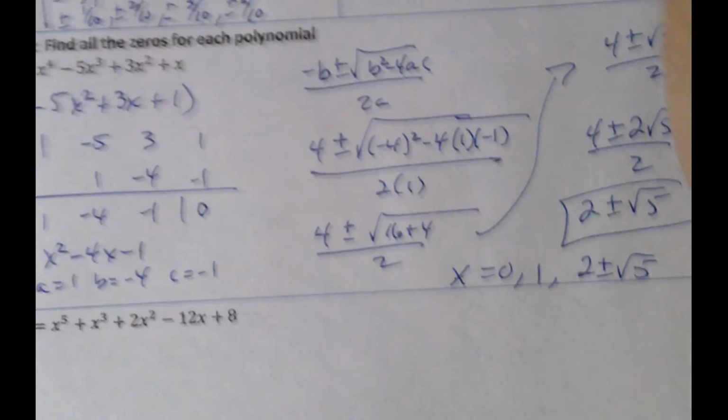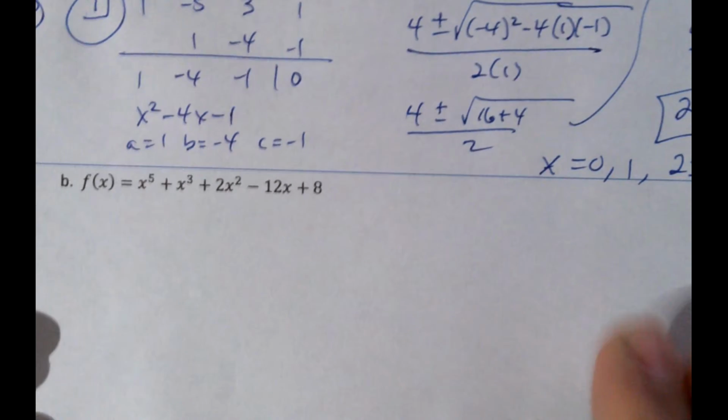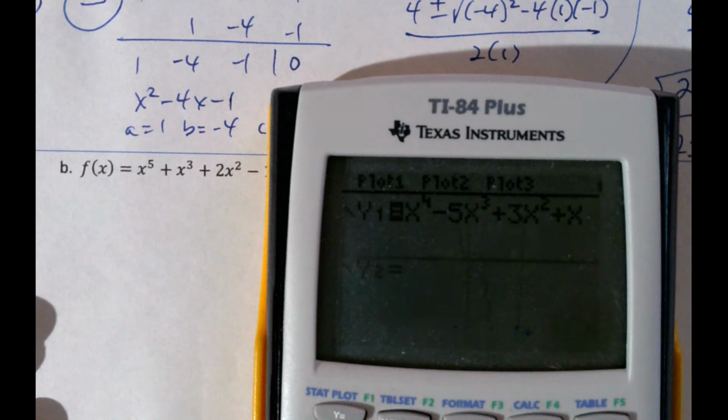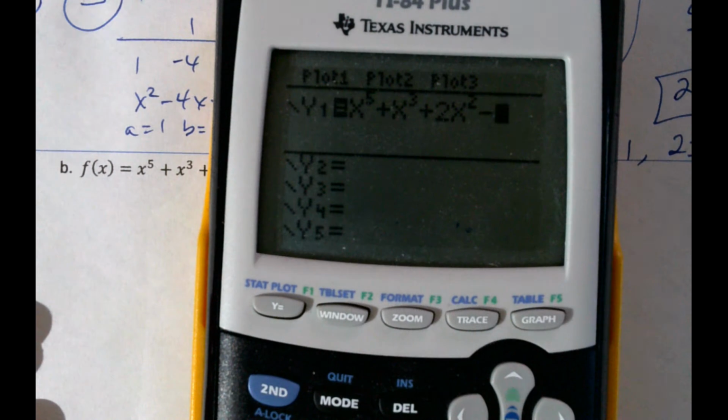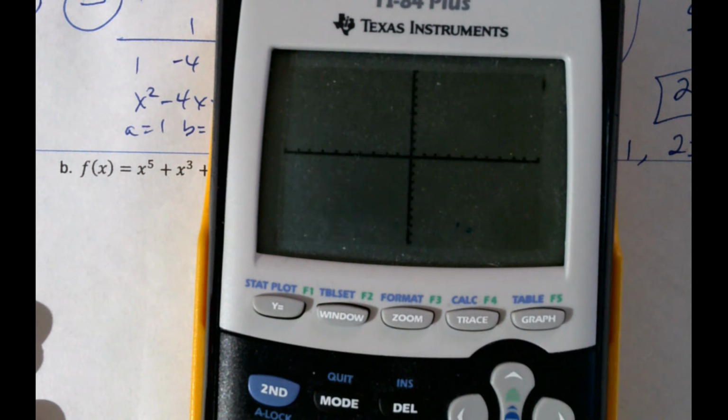All right, moving on. Let's do this one. I'm going to put this in the calculator as well. All right, clear that out. X to the 5th plus x cubed plus 2x squared minus 12x plus 8. All right, graph that puppy.